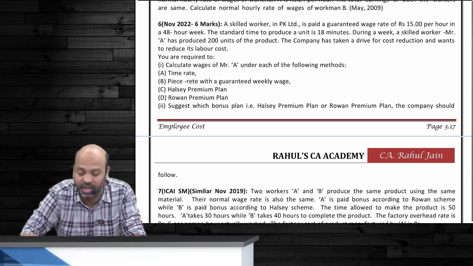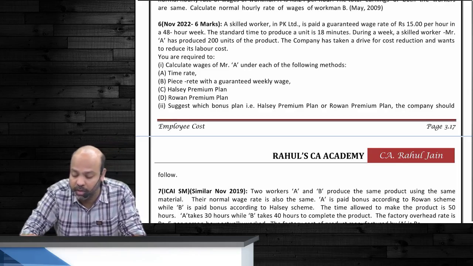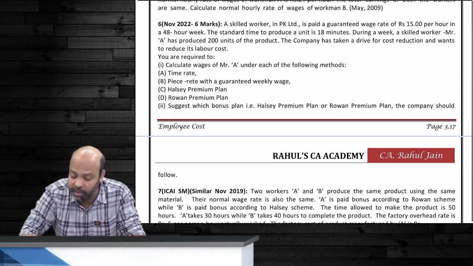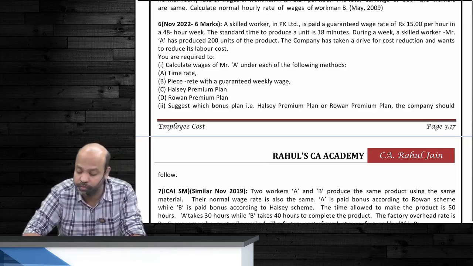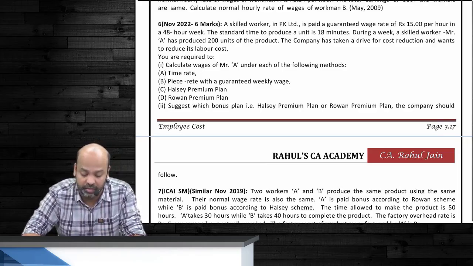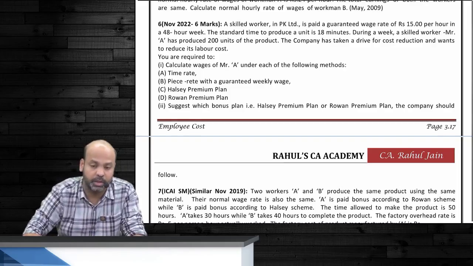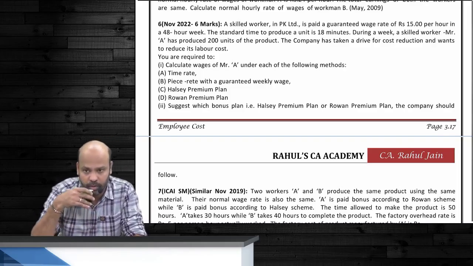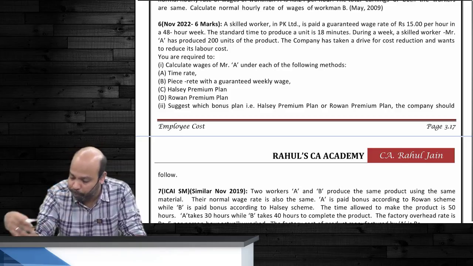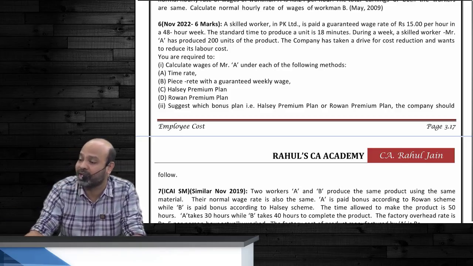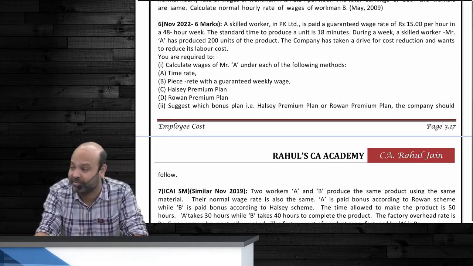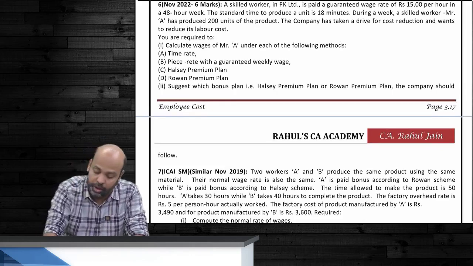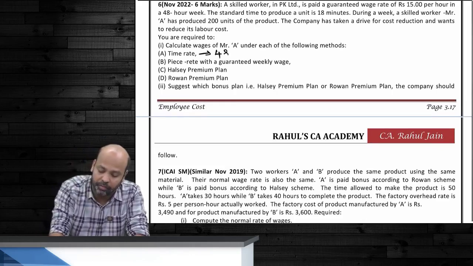Actual time taken is 48 hours and rate per hour is 15 rupees. The company has taken a drive for cost reduction and wants to reduce its labor cost. You are required to calculate wages of A under each of the following methods. Time rate. Time rate means there will be no incentive given. You will directly write number of hours worked into rate per hour. That is time wages or day wages. So here the answer will directly be 48 hours multiplied by 15 rupees.